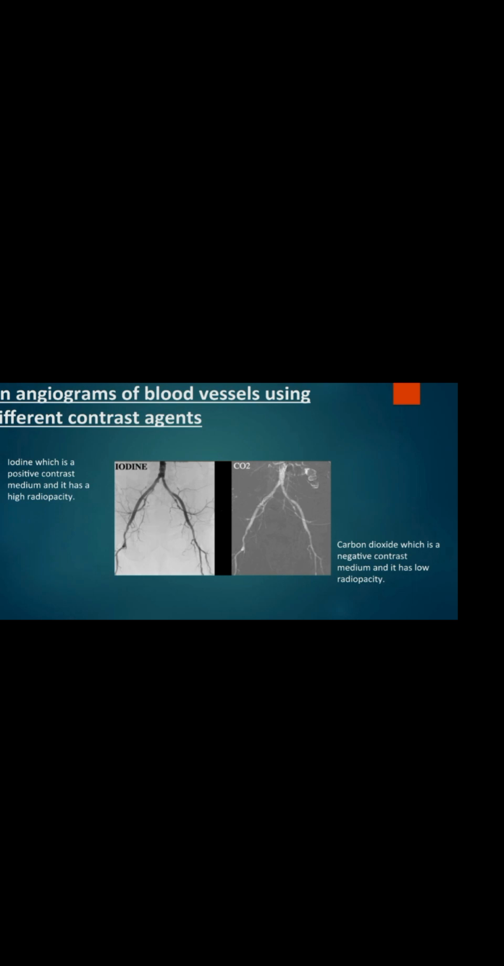This last slide shows two angiograms of blood vessels using different contrast agents. The one on the right shows where carbon dioxide has been used, and since carbon dioxide is a negative contrast medium, the blood vessels will appear lighter. Whilst on the left hand side, we have iodine, and it is a positive contrast medium, and the blood vessels will appear darker. Thank you.